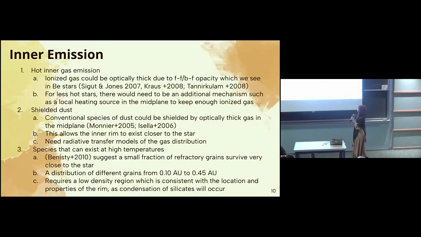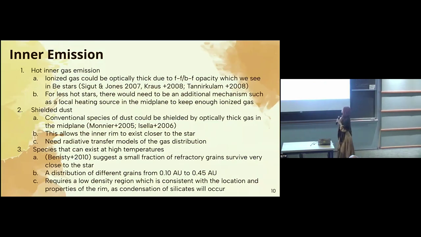So before we continue this, let's just talk about what inner emission could be. This will be the majority of the talk. There are a few theories for what inner emission is happening from. We could be getting hot inner gas emission from ionized gas. So you have a hot star and it's ionizing the gas around it, and it can be optically thick due to free or bound-free opacity, which has been seen in Be stars. If you have an A star, for example, that's less hot and it doesn't have enough of a reservoir of ionized gas, you would need some sort of local heating mechanism to be able to heat the midplane to get you more of that ionized gas.